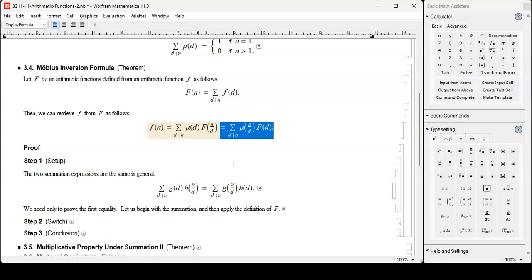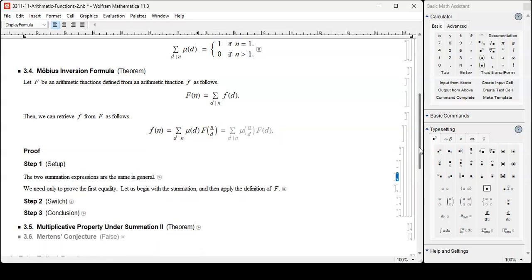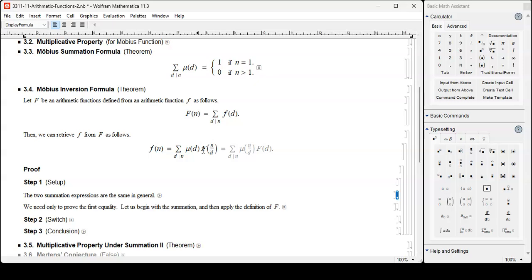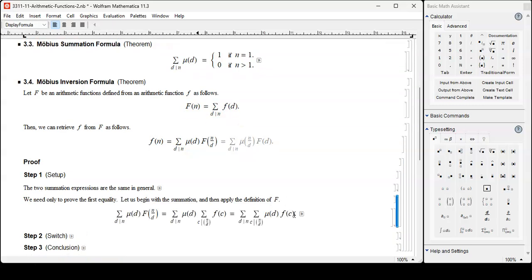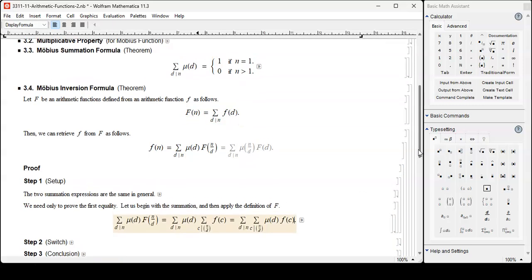Let's just prove this part. Now, how do you prove that? Well, here, capital F is the summation, so put that in. Then we are going to get this expression. See, capital F, this one I'm highlighting in purple, is the summation.